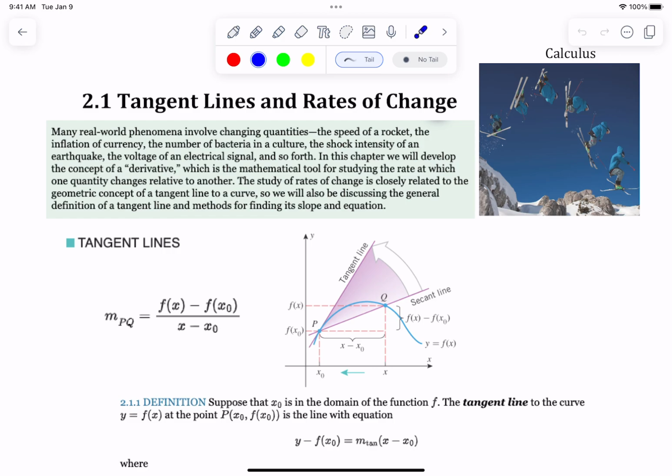All right, this is for Haley and Libby. We're going to start 2-1, tangent lines and rates of change. All right, here we go.